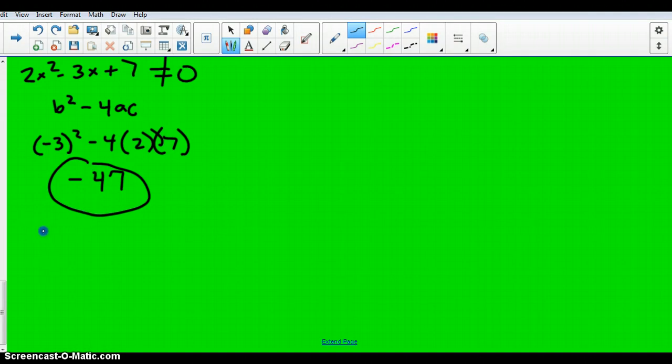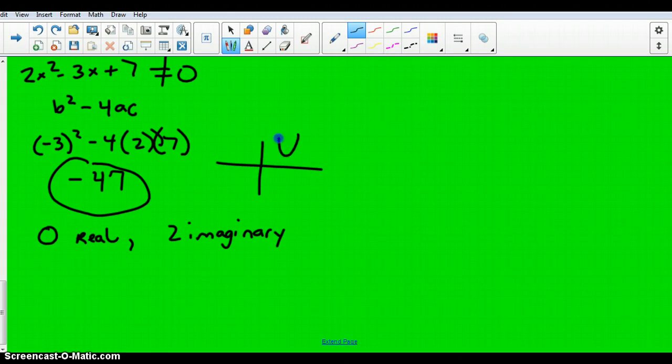So it's negative. Does that mean I have 2 real, 0 real, or 1 real? 0 real. How many imaginary? 2 imaginary. And how many x-intercepts do I have? If I were to graph it, do I have any? 0 x-intercepts. Okay, you try C. x squared equals 6x plus 5.